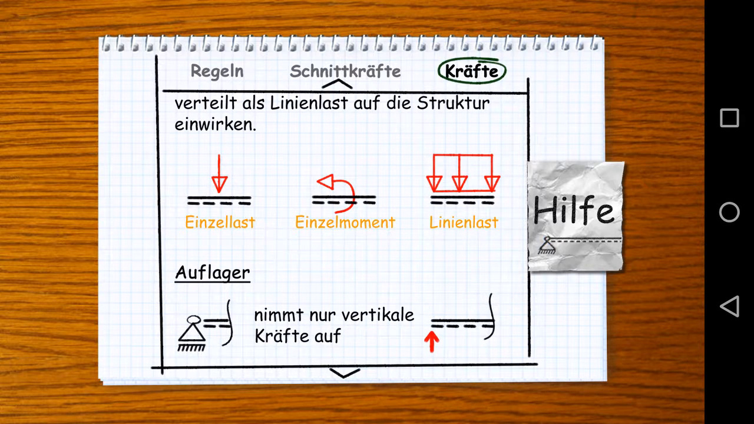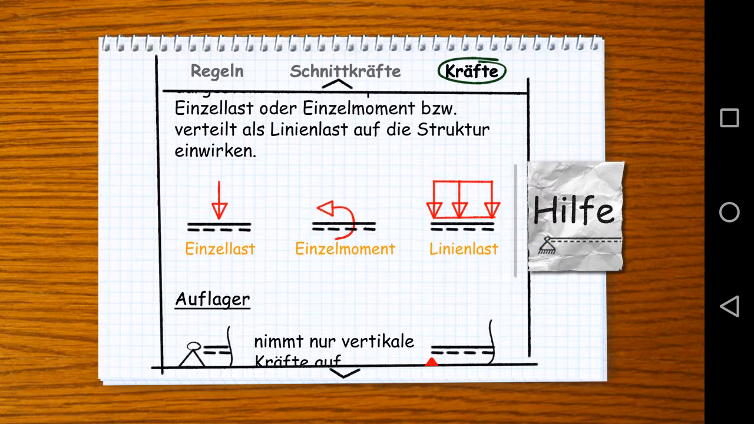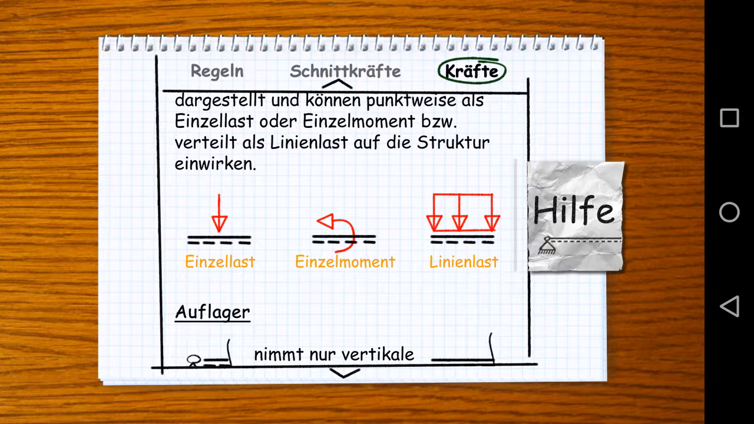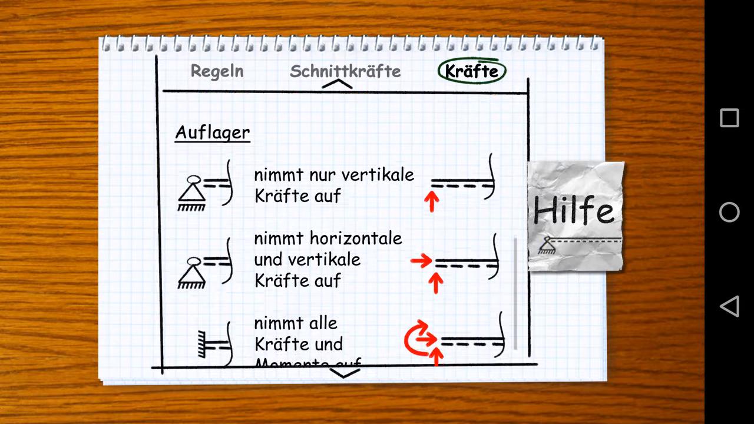For single moments, we get a jump in the moment distribution, and for the distributed load, completely on the right, we get a linear distribution in the shear force diagram, and a quadratic distribution in the moment diagram.